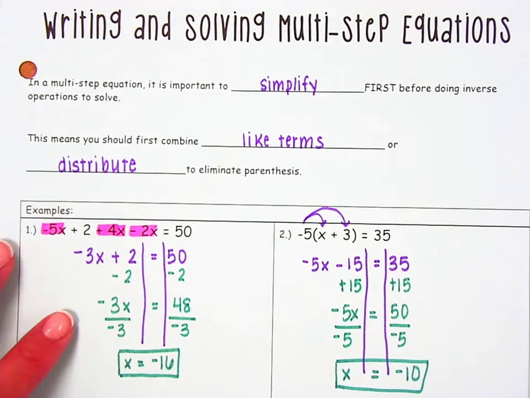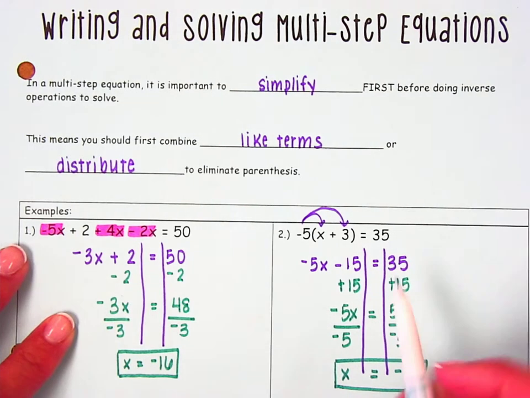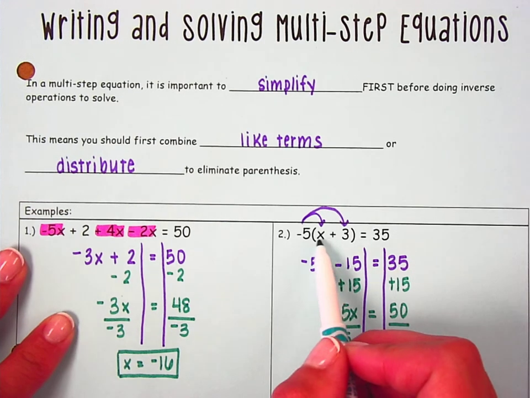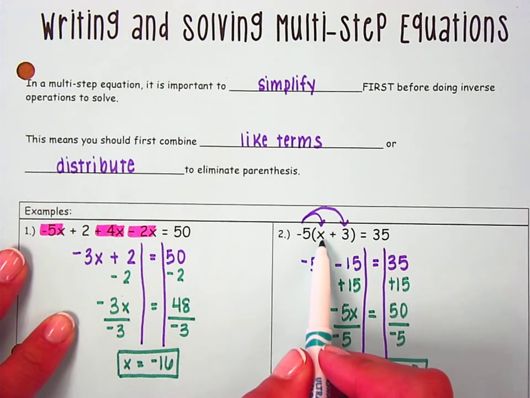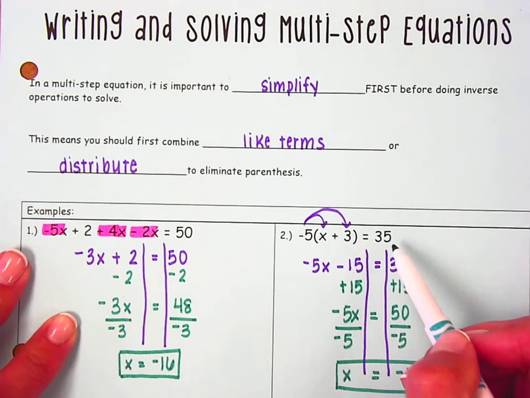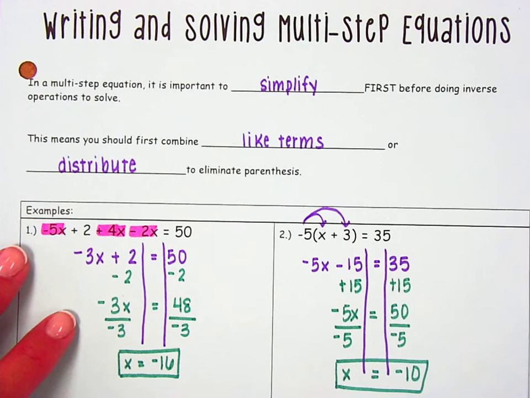Just like when we solved equations, we can use this solution to now go back to the original equation to check to make sure our solution's correct. So if x is negative 10, plus 3 is negative 7, times negative 5 is in fact 35. So I know my solution here is correct.